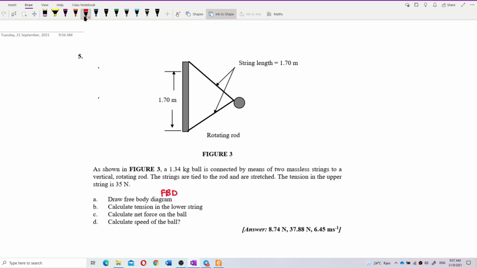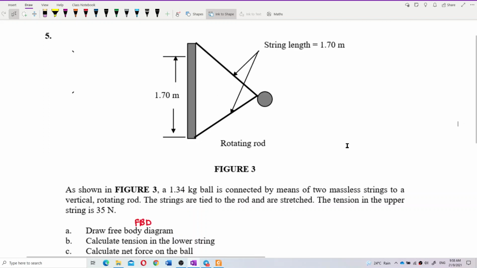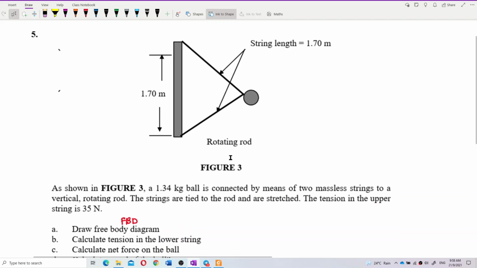Okay, so that's better. I'll make it bigger. So I want a free body diagram for this ball. Our target is the ball. Maybe you can draw just a line. Our target is this one. So first of all, identify what kind of forces are acting on the ball. So what are the forces acting on the ball?